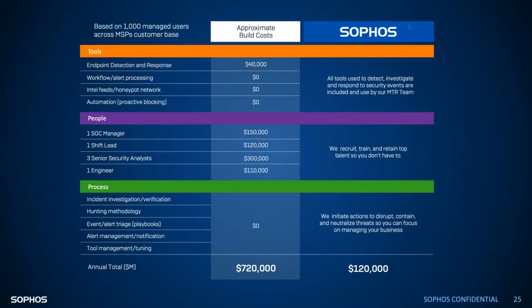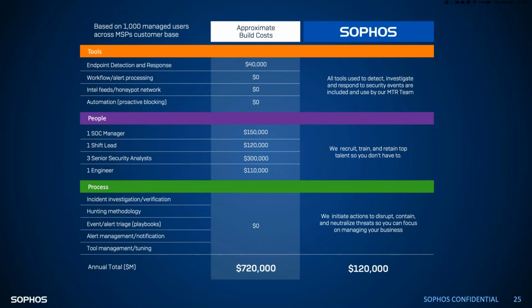And when you look at a 1,000 user organization and the endpoint detection and response product itself and some of the tools associated with that, the build cost is quite significant. And so we built a lot of these prices into the tools, the people, and the process. What I wanted to do was remove any doubt and have a relatively conservative estimate to demonstrate the actual cost associated with delivering MTR, but then take that one step further and say, listen, you're eliminating workflow, alert processing, intelligence feeds, honeypot networks, automation, proactive blocking, right? A lot of stuff that you just don't want to deal with, frankly, and you shouldn't be dealing with.